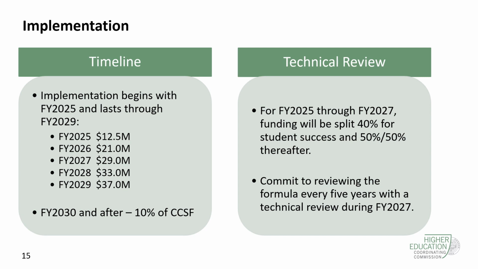So for the first 3 years of implementation, fiscal year 2025, fiscal year 2026, and fiscal year 2027, it'll be a 60-40 split. Thereafter, it'll be a 50-50 split between the 2. Again, we also have committed to reviewing the formula every 5 years in perpetuity, but with a technical review occurring a couple 3 years into the implementation period, again, to identify any unintended consequences.